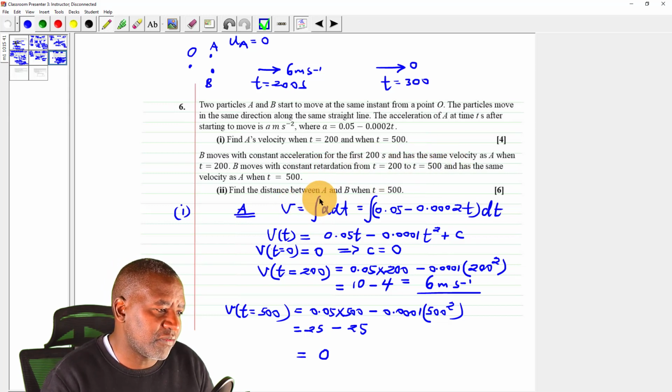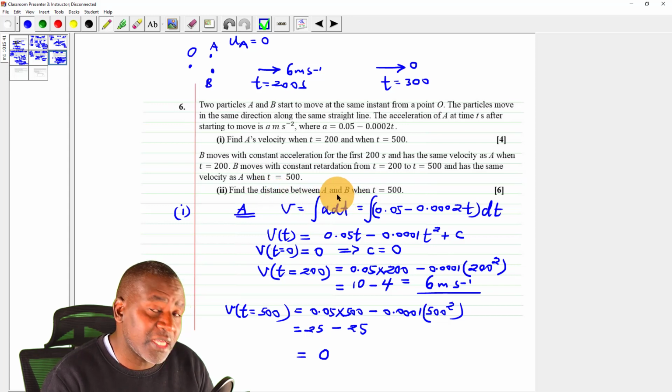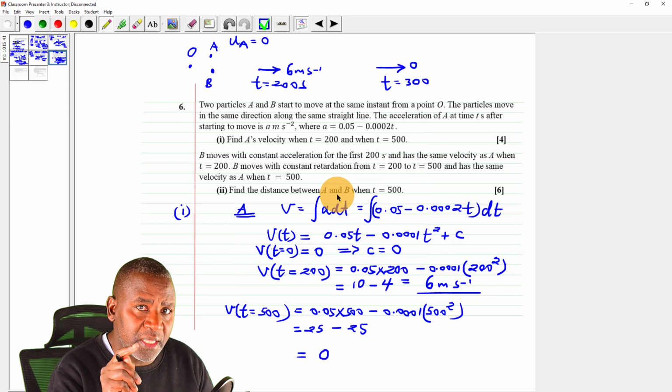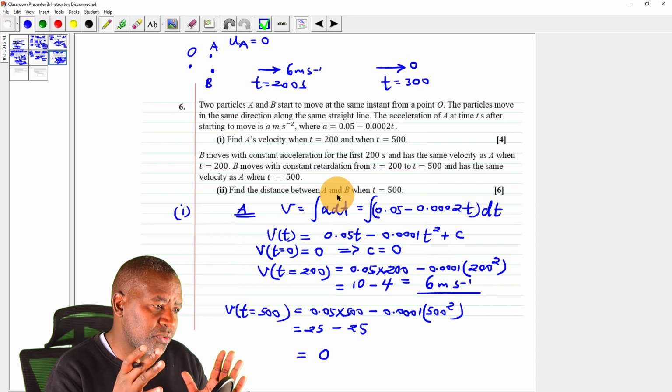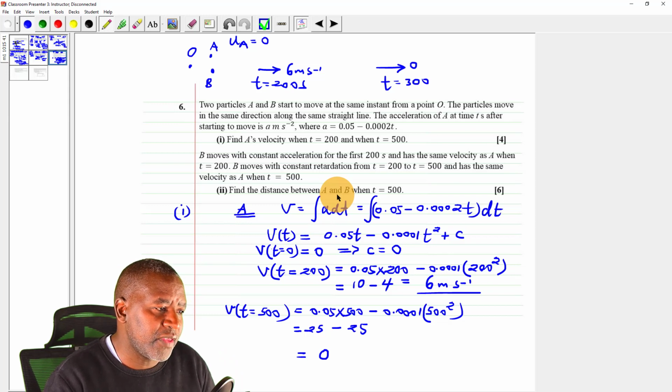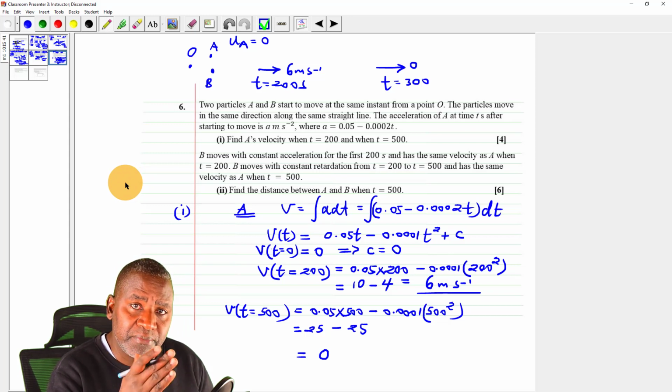Find the distance between the particles A and B when t is 500. So the separation between them. All I need to do is to get the displacement of A, and then find the difference between the displacement of A and the displacement of B. That will give me the distance between them.